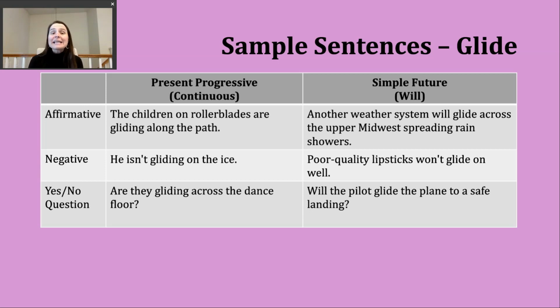Finally, if we want to make a yes or no question in the present progressive, we're going to do that by starting with our form of be that matches our subject. Subject comes next. Then we have that ing form of the verb. You can see that in the question, are they gliding across the dance floor? Right? So again, that smooth, continuous movement. Now let's take a look at the simple future.